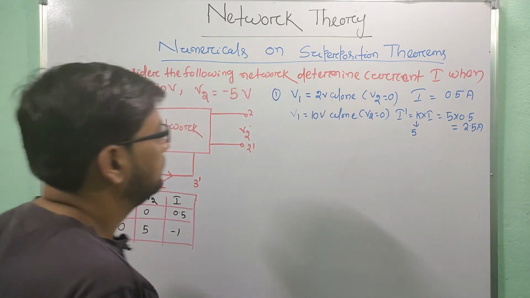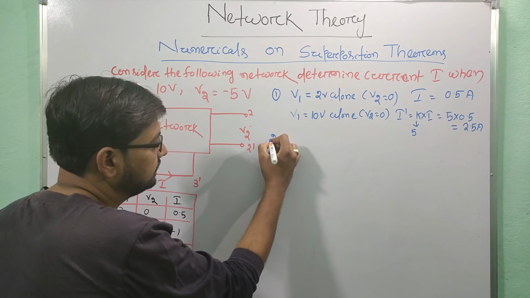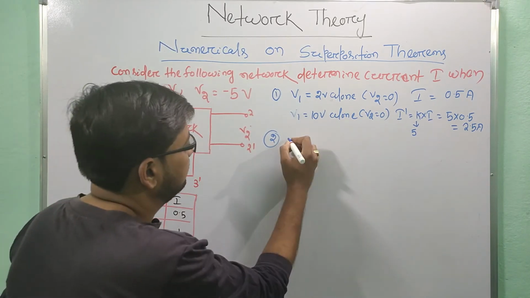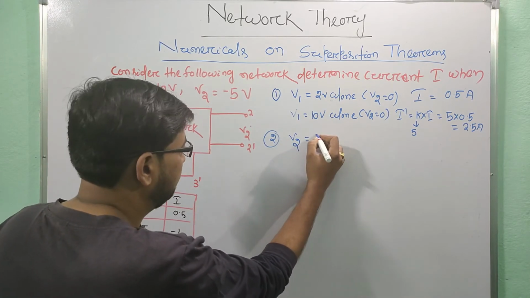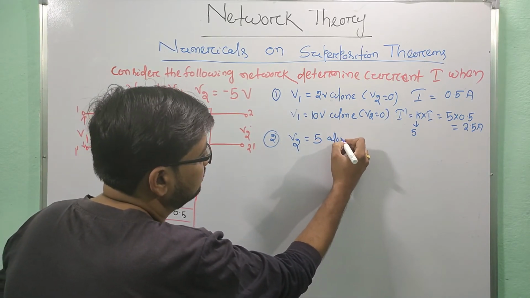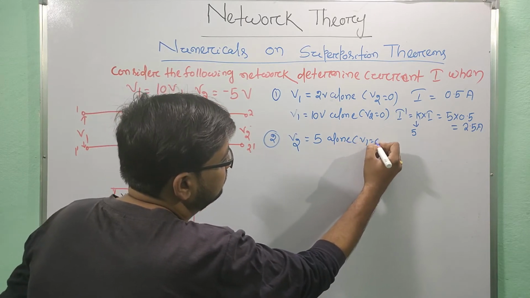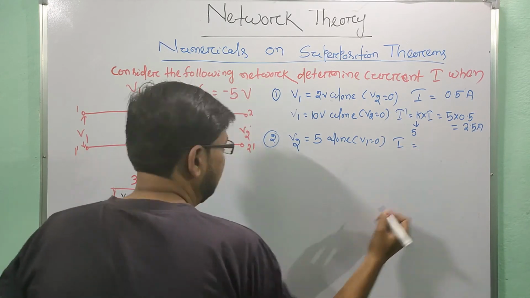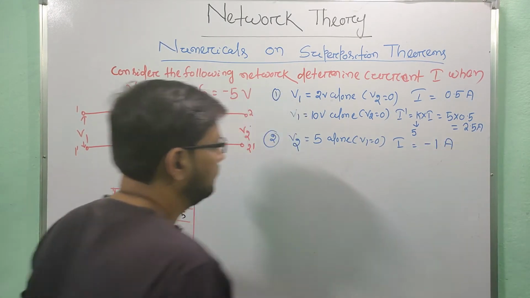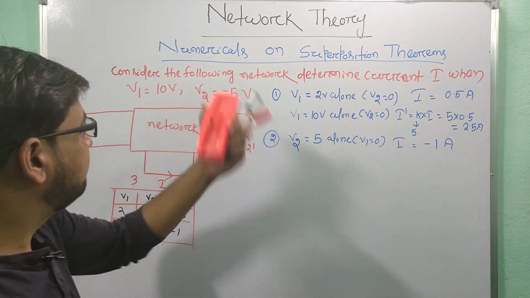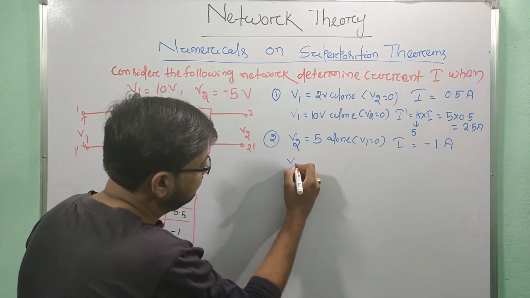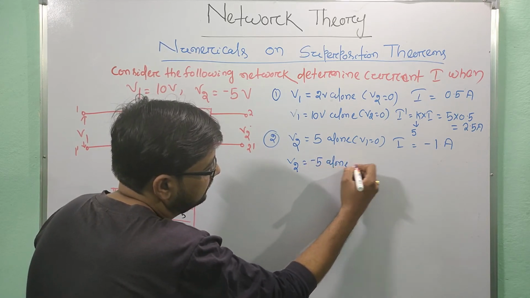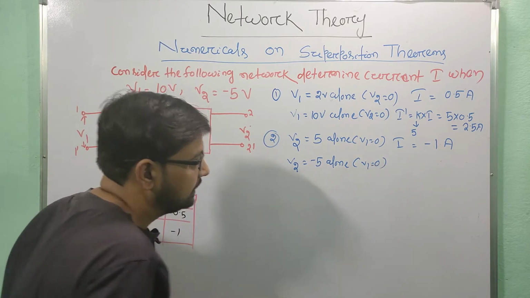Okay, now point 2 is, what is my V2 value? V2 is equal to 5 and V1 is equal to 0, then what is my I value? I is equal to minus 1 ampere. ओके, सो अभी देखिए मेरा V2 वैल्यू कितना चेंज हो रहा है सेकंड केस में, V2 is equal to minus 5 and V1 is equal to 0, then what is my I value?